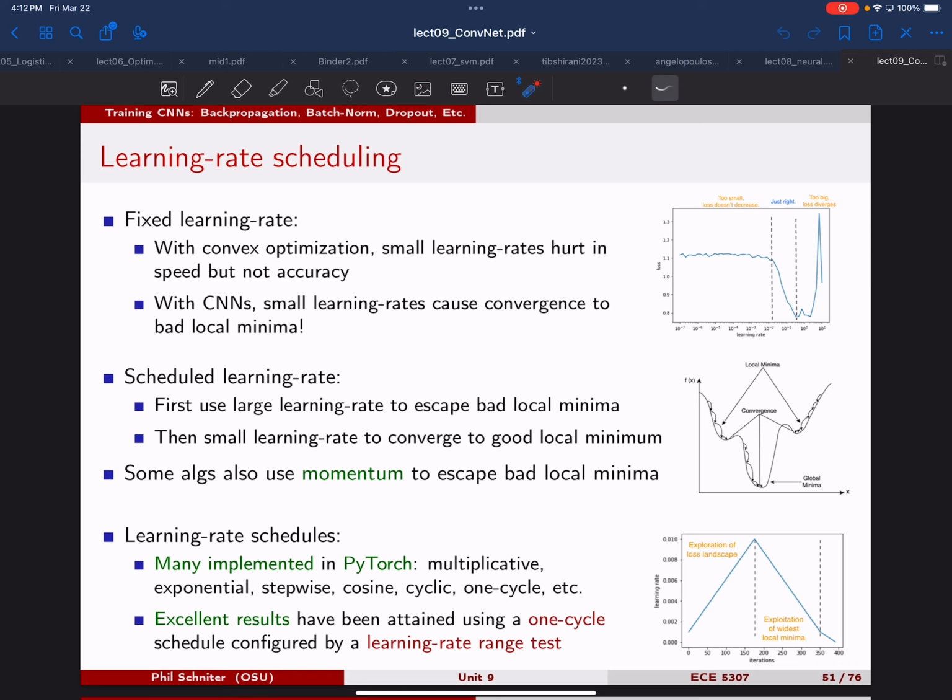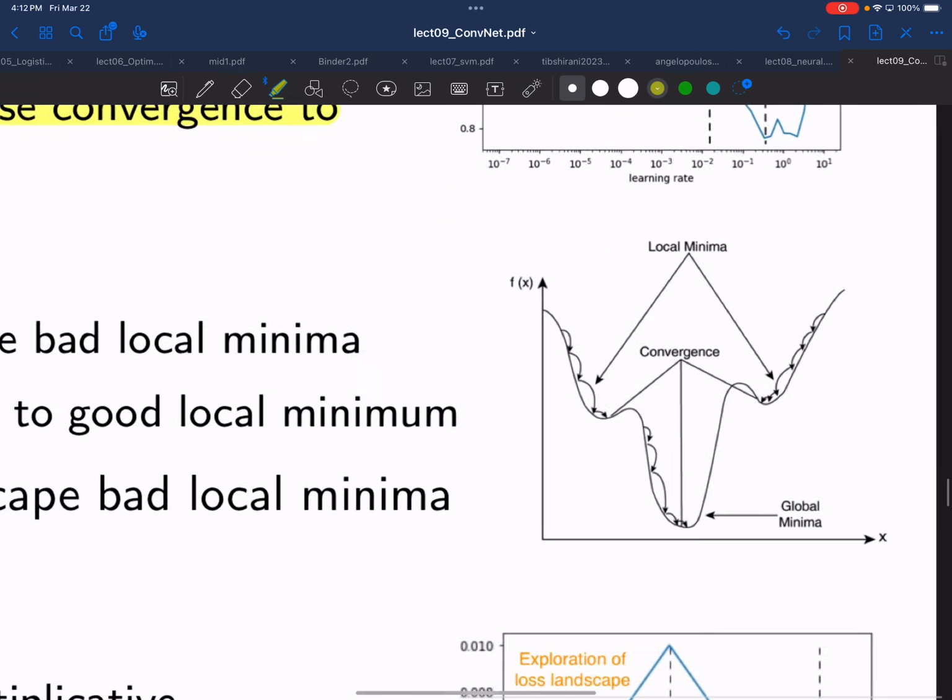If you use a small learning rate, it takes you longer to converge, but the only price you really pay is waiting a bit longer. When you work with non-convex cost functions, or especially deep networks, the issue is that small learning rates can actually cause convergence to bad local minima.